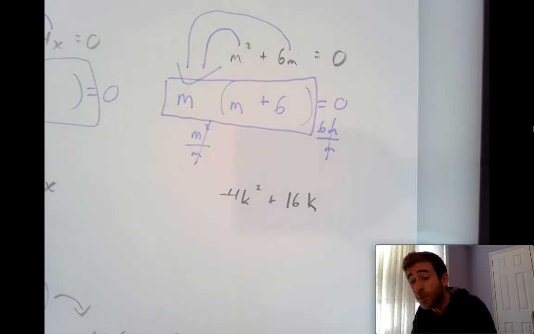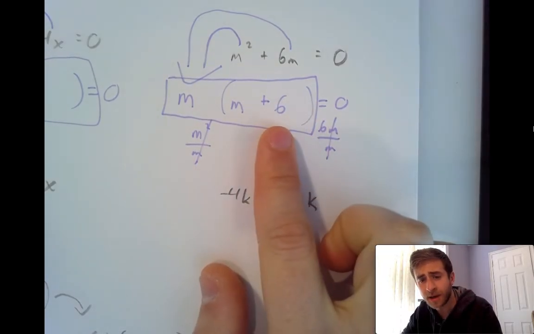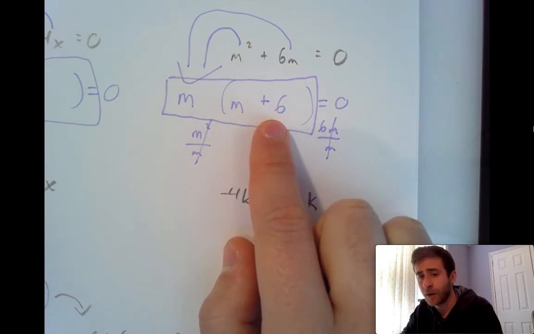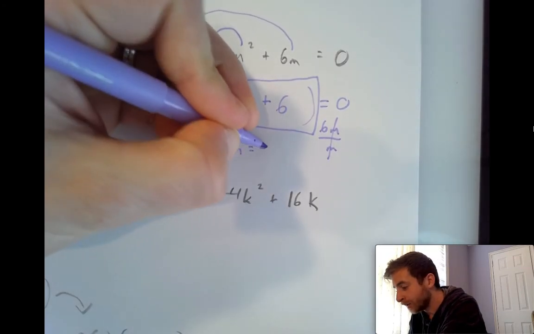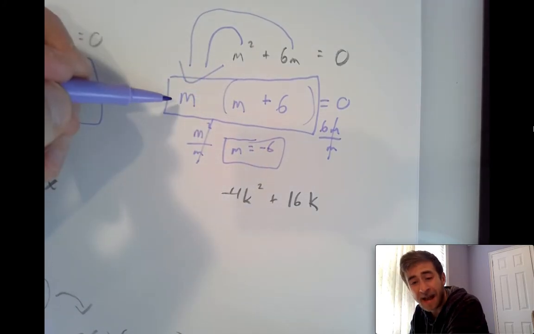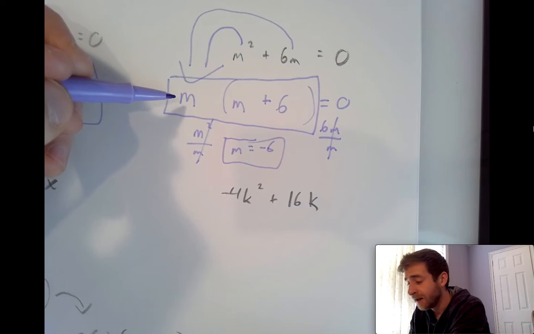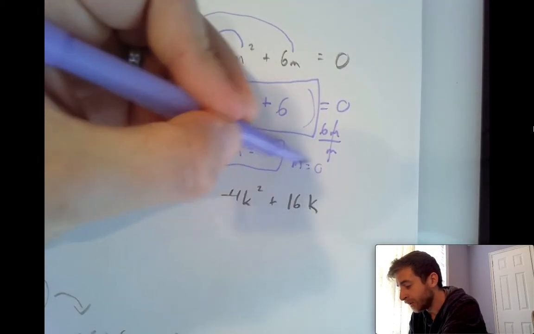To find the solutions, I know that in the parentheses, as Mr. Adler just said, I need to do the opposite of the number here. That will be one of my solutions, so one of my solutions is going to be m equals negative 6. And then if I have an m, a variable outside of my parentheses, then I know the other solution is going to be 0, m equals 0.